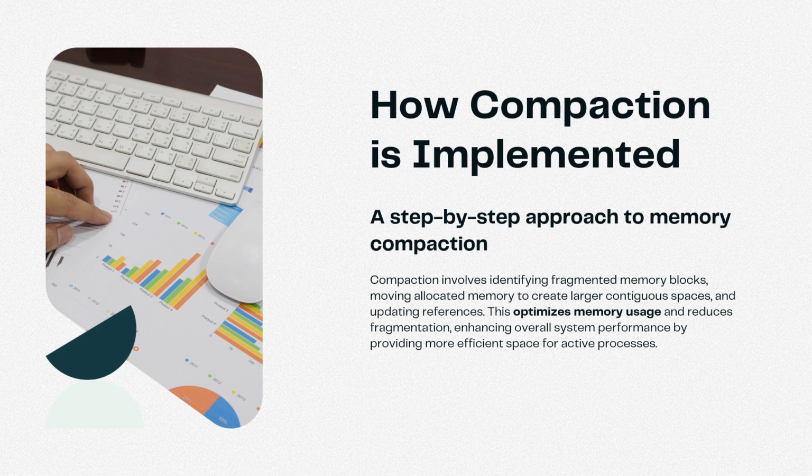Why is compaction important? When a system runs for a long time, especially one with frequent process creation and termination, memory becomes highly fragmented. This leads to inefficient memory usage. Even if you have enough memory in total, fragmentation might prevent you from loading a large program. By performing compaction, the OS makes better use of memory and reduces the chances of allocation failure due to non-contiguous free space.